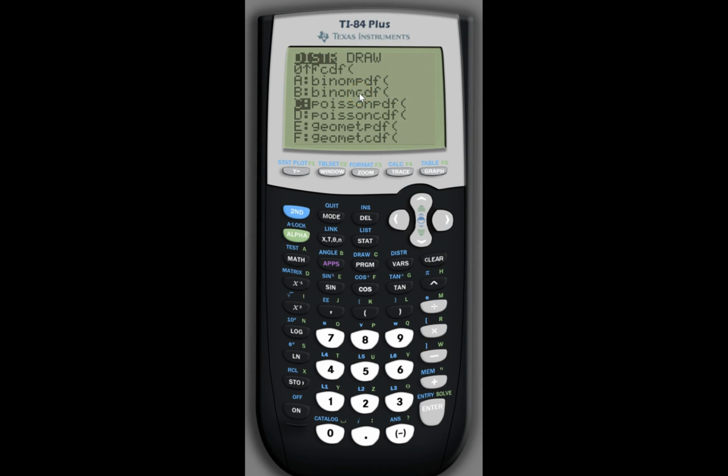The C will find a cumulative. It will find several values. Like if we wanted to know what was the chance of getting 3 correct or 2 correct or 1 or 0, we wouldn't want to do the formula multiple times. We would just use CDF. Let's first examine the PDF. Scrolling up to PDF, hit enter.